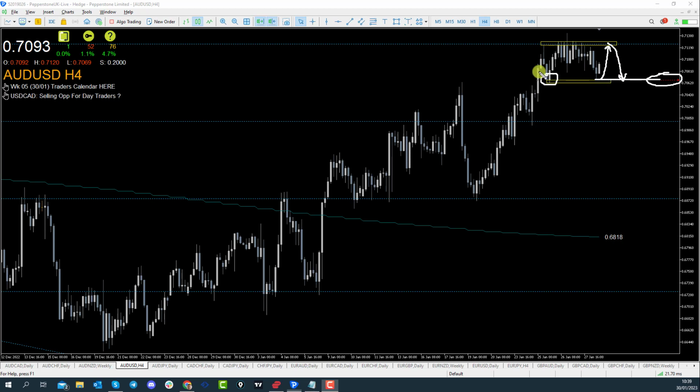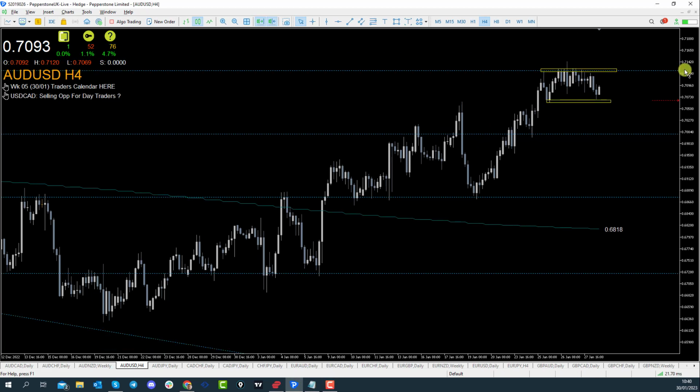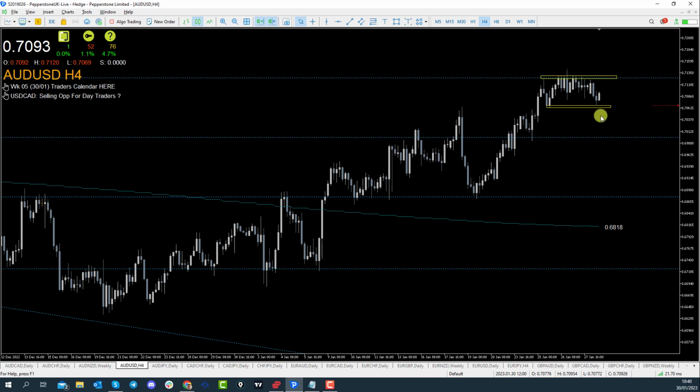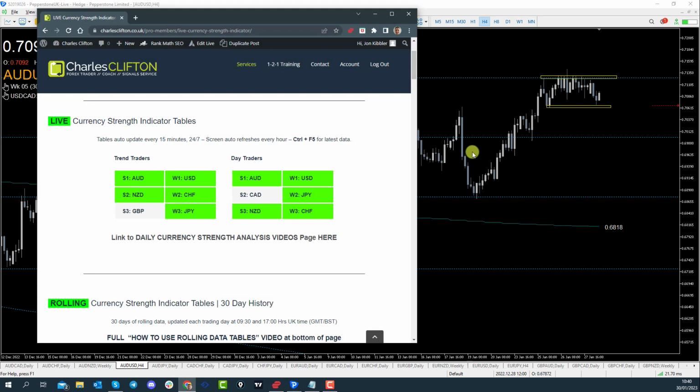We may see price range until the significant events, or we may see some really strong moves this week. So it is going to be a bit of a difficult trading week, so it's good that we've got the tables here to help show us where the momentum is in the market.